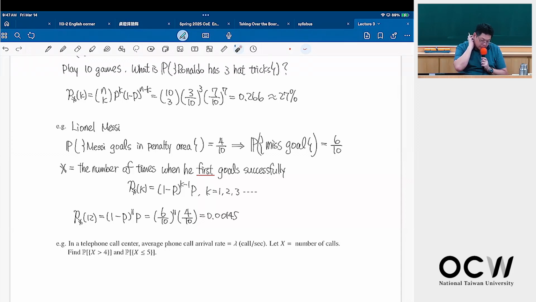So like in the telephone center, you may get a phone call, and what's the frequency? That's the arrival rate, lambda. Okay, so during a certain time, I get probably 5 calls or 3 calls or 6 calls. Then I want to find the probability of getting less than 5 calls or greater than 4 calls.